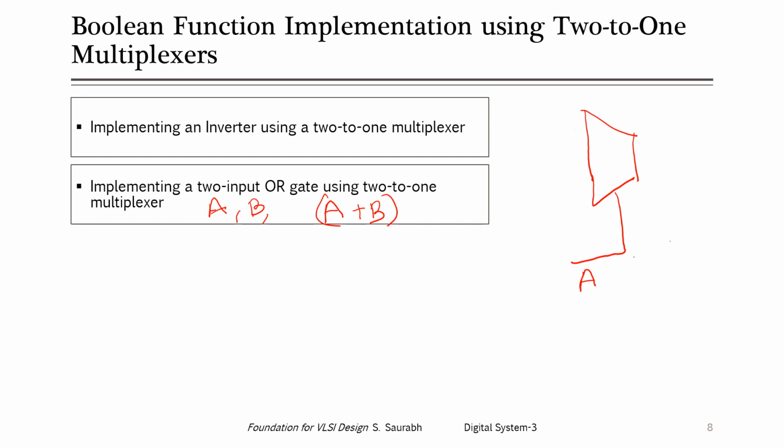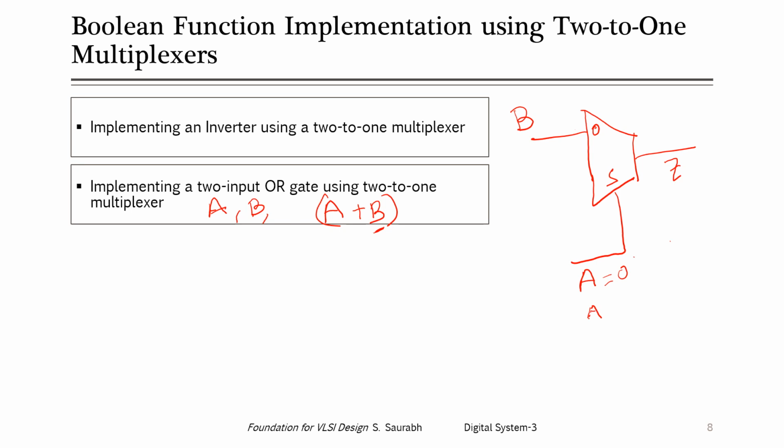On the select line, we give a. Now if a is equal to 0, then whatever the value of b is, that will be the output of the OR gate. So on the 0 select line, we put the variable b. If b was 0, then the output will be 0. If b was 1, the output will be 1. That is what the functionality is.